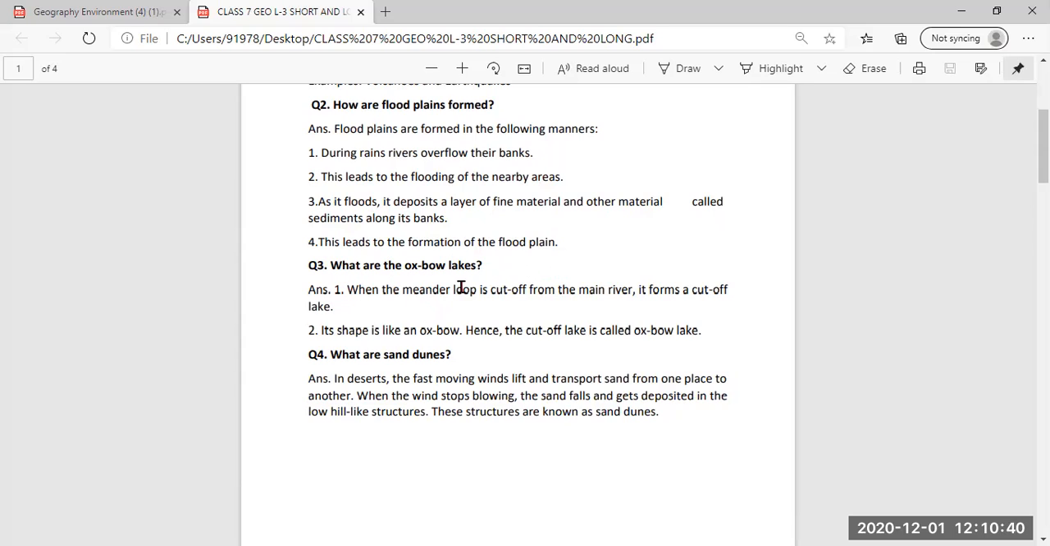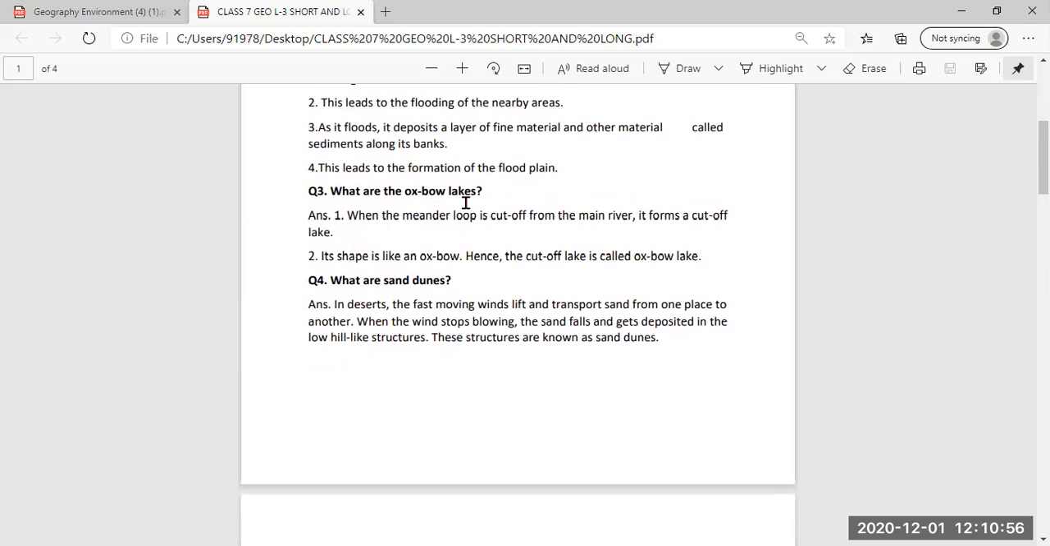Now, what are oxbow lakes? When the meander loop is cut off from the main river, it forms a cut-off lake, and its shape is like an oxbow. Hence, the cut-off lake is called the oxbow lake. All this we have understood through the diagram given in the book.